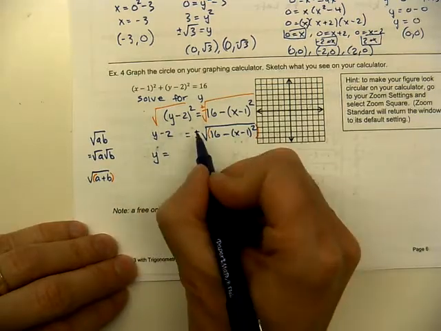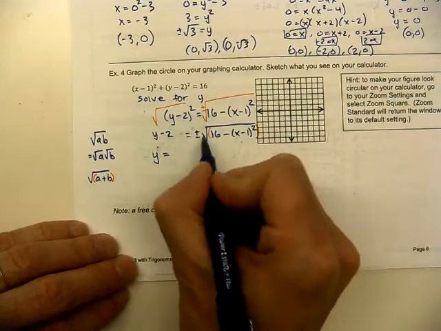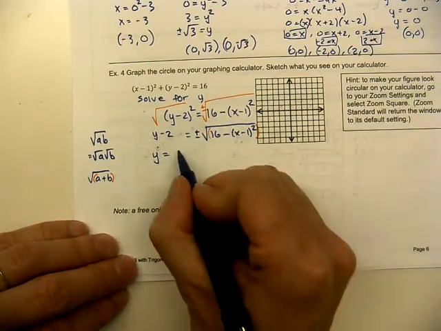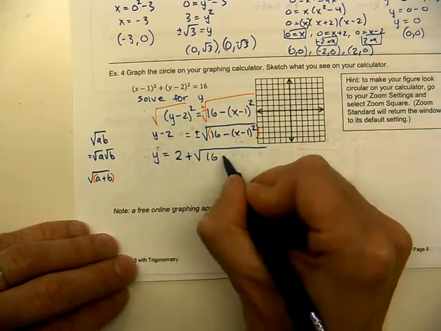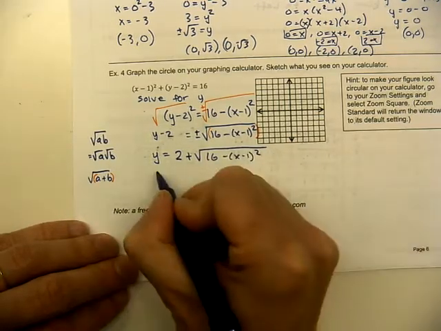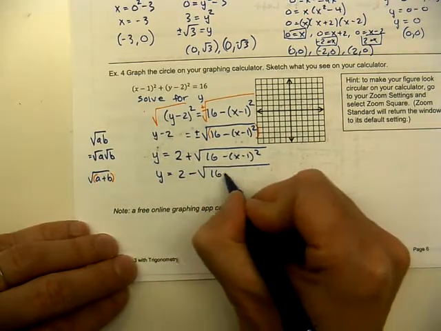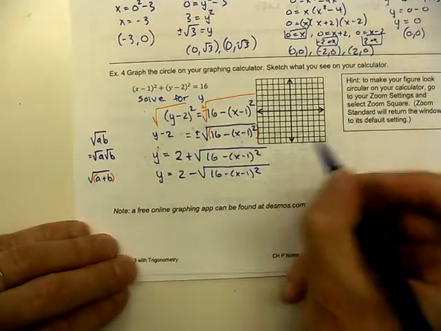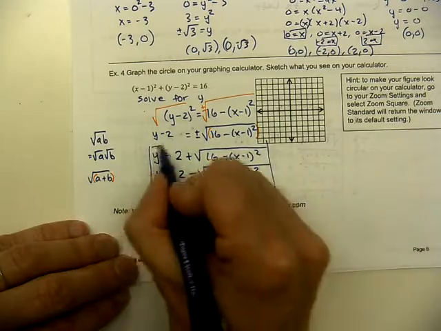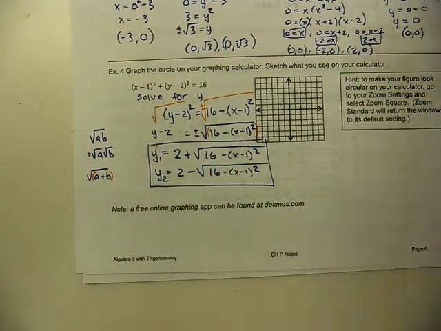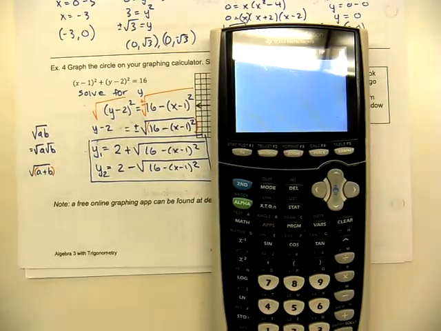As we add 2 to both sides, I'm going to write this in a slightly different way because, again, our goal is to be able to type it in our calculator, and I can't type in a plus or minus at the same time. So I'm going to type in a positive version of the radical, and then a negative version of the radical. In our calculator, you have a y sub 1 and a y sub 2. Those are what we need to type in. I'm going to do that here in just a moment and show you what I've got.